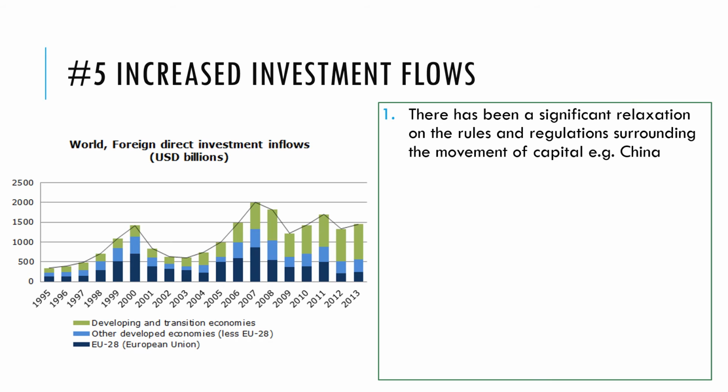And so this allows more FDI, more foreign direct investment. So, for example, Western businesses can expand their operations into China or other developing countries. So we've seen, generally speaking, an increase in FDI around the world. If we look at the chart on the left-hand side, we can see that broadly speaking, there's an upward trend in the level of FDI around the world.